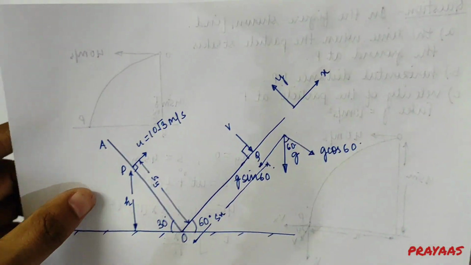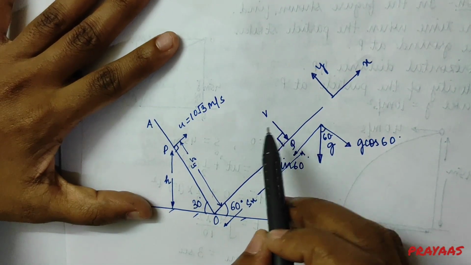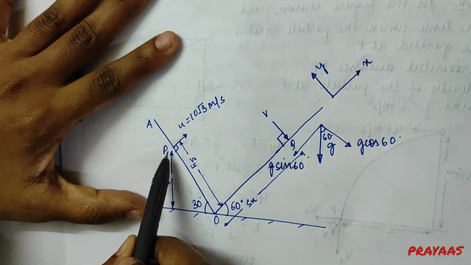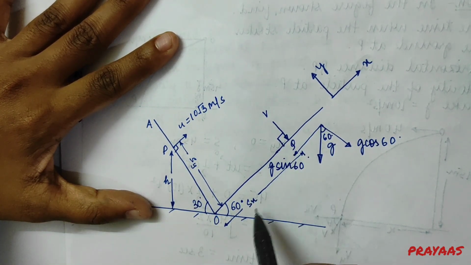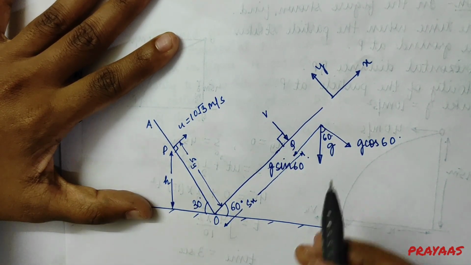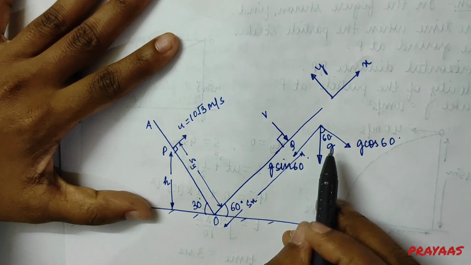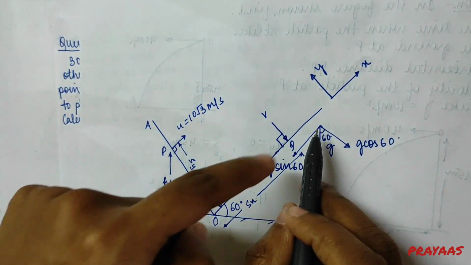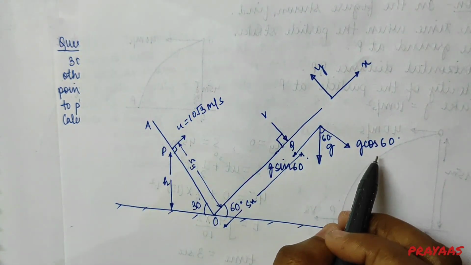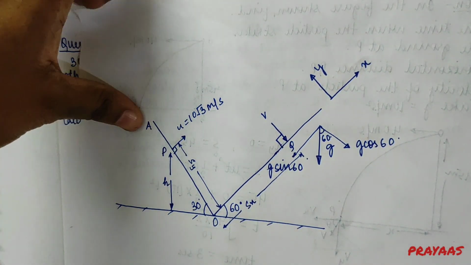So I have made the figure of this question on a separate page. This distance PO I have taken as Sy. This distance OQ I have taken as x. Acceleration due to gravity will act vertically downward. I have made two components of this, one in the x direction and the other in the y direction. This is g cos 60 degrees and this is g sin 60 degrees.